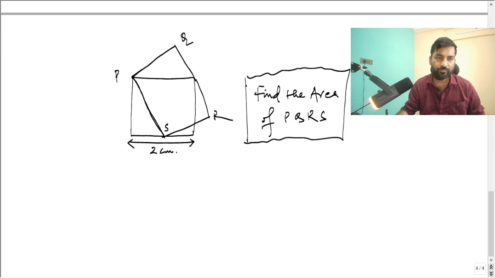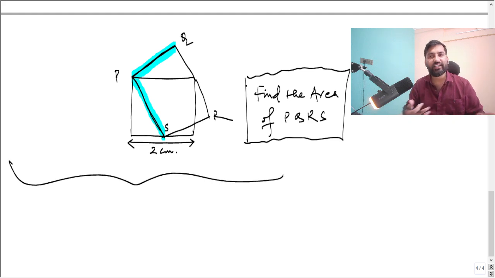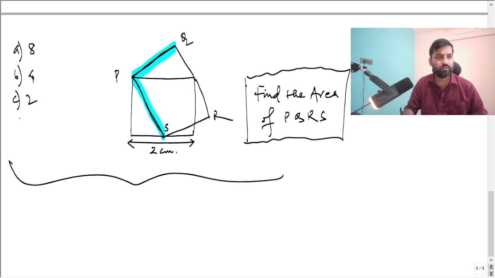If you know this side, then you can easily evaluate the area. If you know this side and this side, you can multiply the two sides to get the area. Many of you might have left this question. I think the options were like 8, 4, 2, and option D was something like 2 root 2, I forgot.